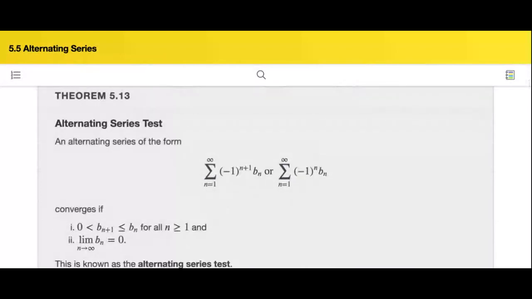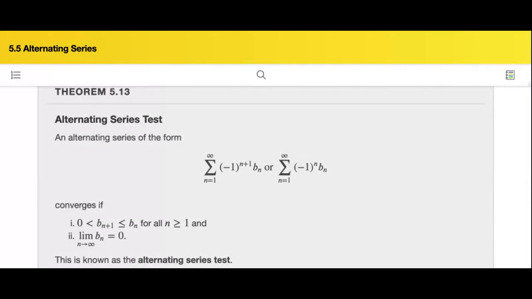Okay, theorem: alternating series test. Now, alternating series of the form, the sum of infinitely many terms, negative 1 raised to n plus 1. We use n plus 1, negative 1 raised to n plus 1, to force the first term to be positive. Because n starts with 1, 1 plus 1 is 2, negative 1 squared is positive. So this forces the first term to be positive. Or the second one, this one, forces the first term to be negative, since negative 1 raised to 1 is still negative.